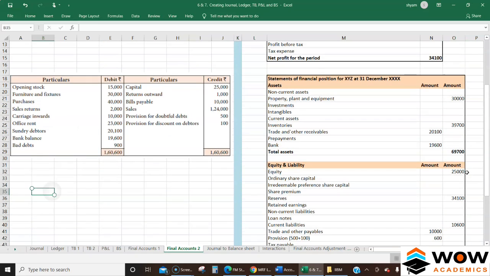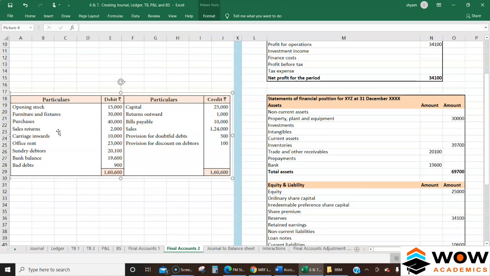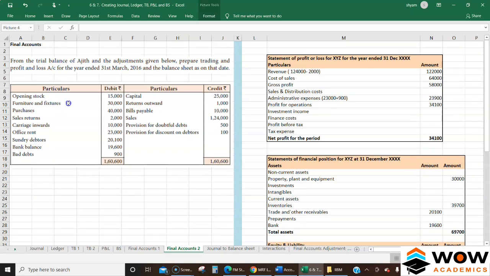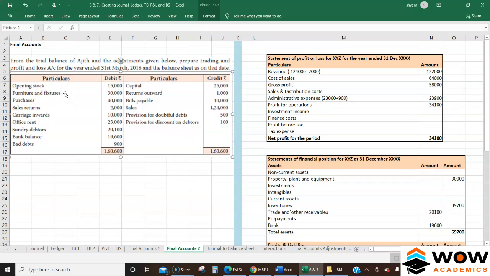So when compared to the last problems, we have several different items here. Don't get confused with the names of the items, and try to know how they are going to be posted. So that's about the problem here. This is about the balance sheet.